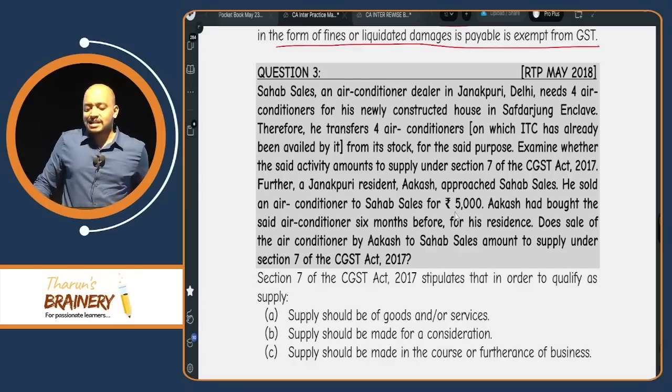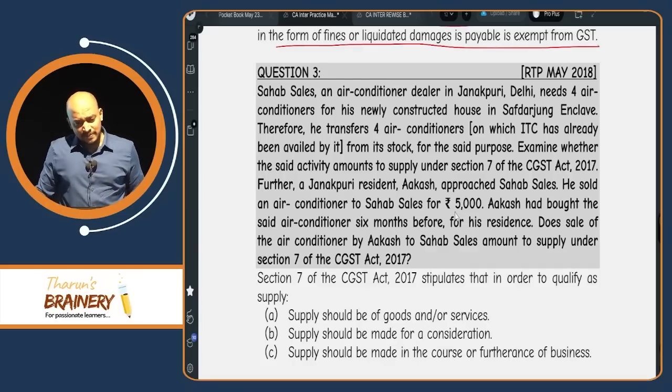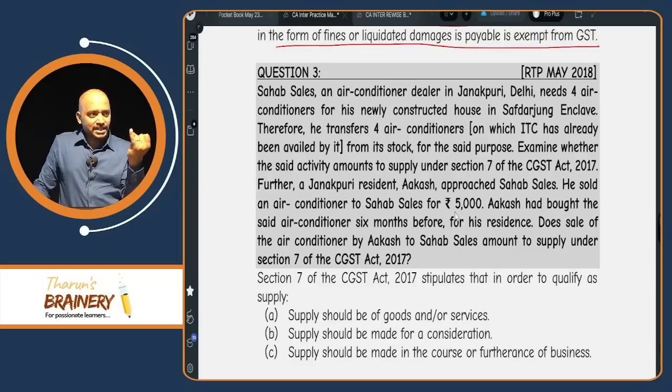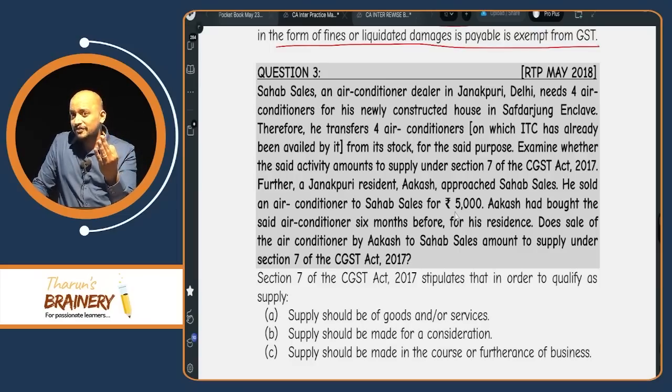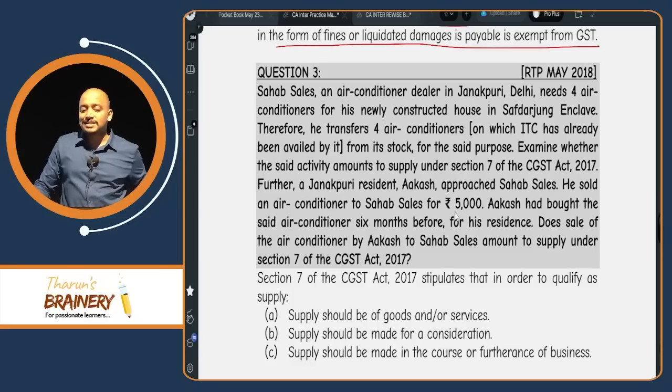He sold an air conditioner to Shahab Sales for 5,000 rupees. Whether this will become supply under 7.1a? First, Akash is selling the AC. He gets the consideration, so it is an activity for consideration. But is it in the course or furtherance of his business? No. He is a resident.